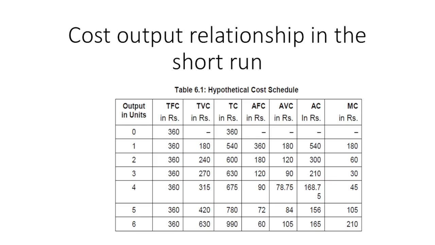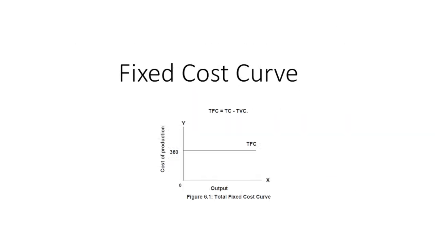Now I have to show the graph also. This is the fixed cost curve. From the figure we can see that the x-axis shows the output produced, and the y-axis is the cost of production. But irrespective of the output, the total fixed cost remains the same, that is 360.